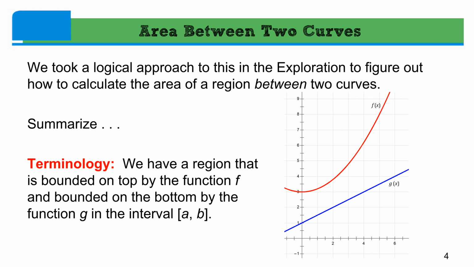Sometimes the bounded region will happen automatically when the two functions intersect. Other times it'll be restricted or bounded by information from the problem. So looking at the gray area there, it's bounded by, what are we doing, 1 to 5?